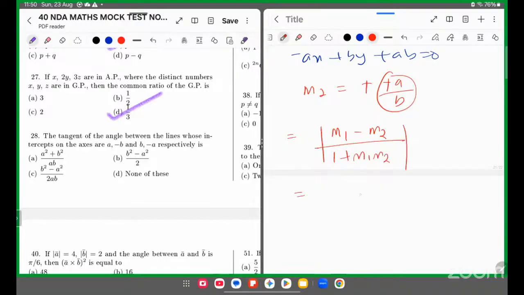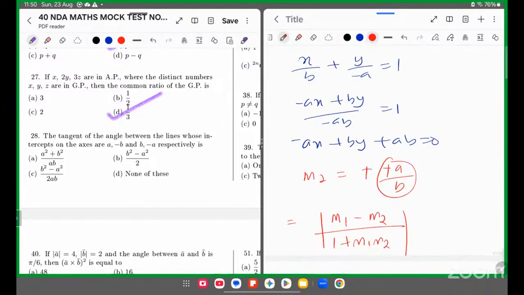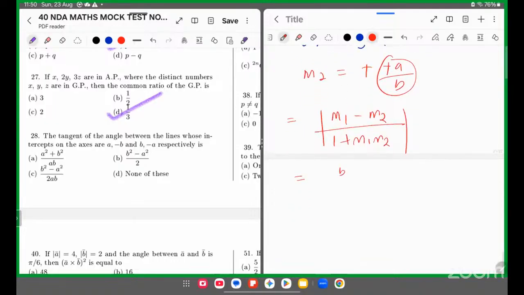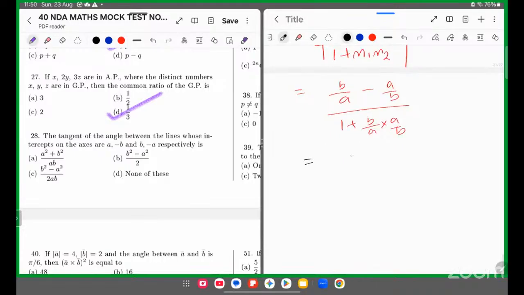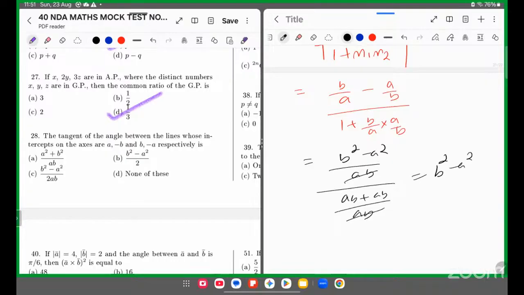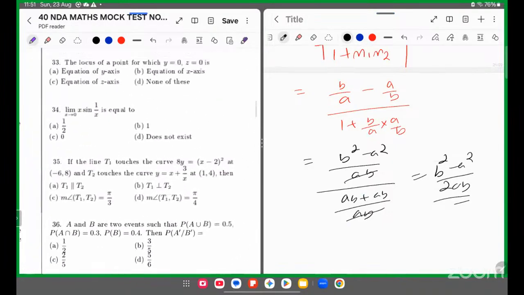So m1 is b by a. Okay, b by a minus a by b divided by 1 plus b by a into a by b. So in the previous case there was some minus problem. So b square minus a square by ab divided by ab plus ab by ab, cut. So b square minus a square by 2ab will be the answer, option C. Okay. So you do the minus signs a little carefully.